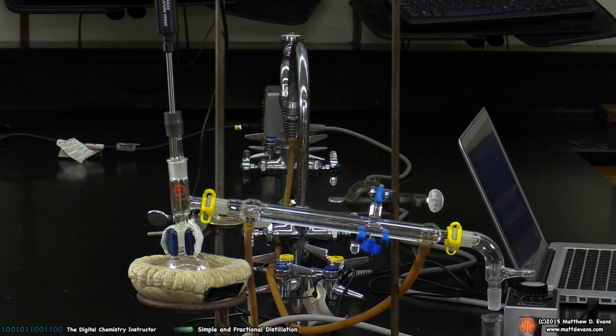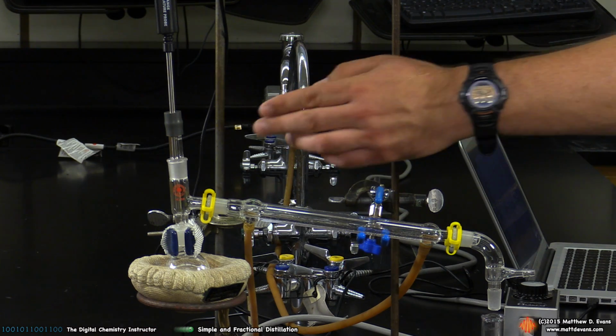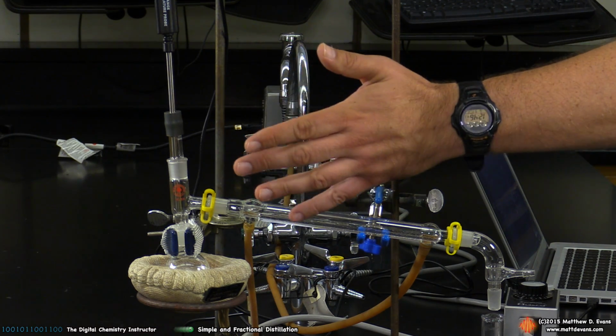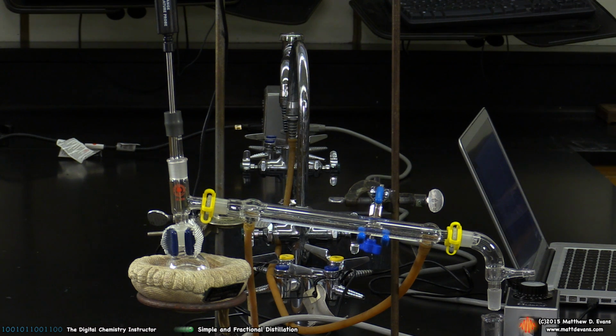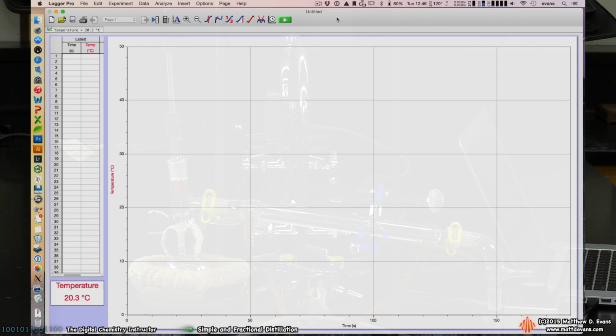We've got our distillation set up and ready to go. I've placed a digital thermometer probe in the setup. We talked about earlier how to position this. We want the tip a little bit below the three-way adapter outlet. I've got my software loaded up. This is Logger Pro. Once again, it's going to monitor the data for us.